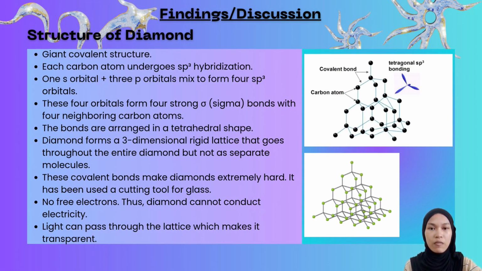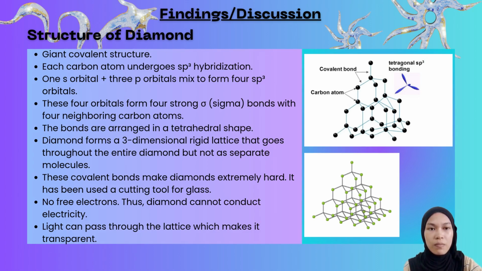Diamond has a giant covalent structure where each carbon atom undergoes sp3 hybridization. One s orbital plus 3 p orbitals combine to form 4 sp3 orbitals. These 4 orbitals form 4 strong sigma bonds with 4 neighboring carbon atoms. These bonds are arranged in a tetrahedral shape. Diamond forms a three-dimensional rigid lattice that goes throughout the entire diamond, not as separate molecules.